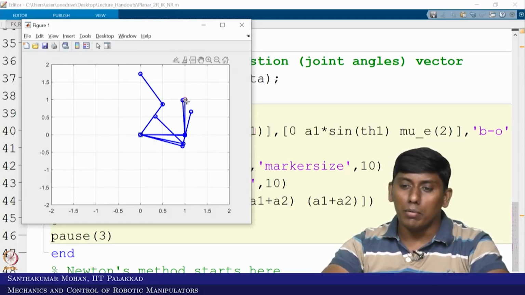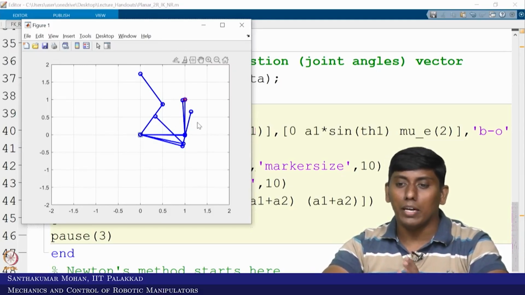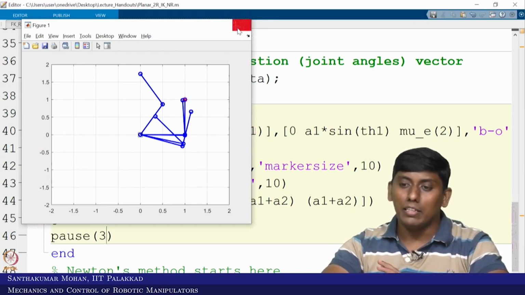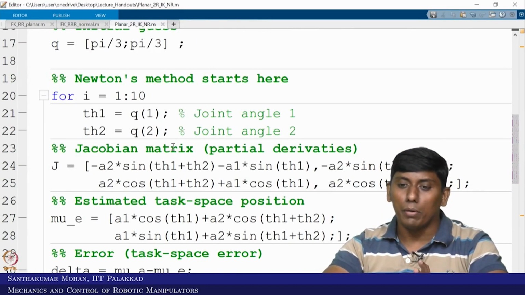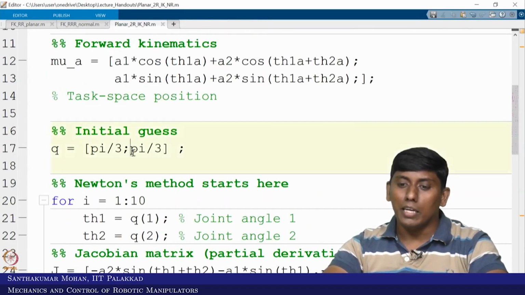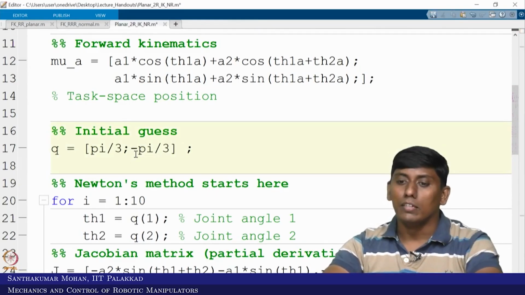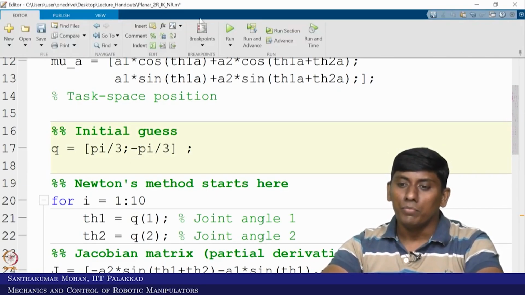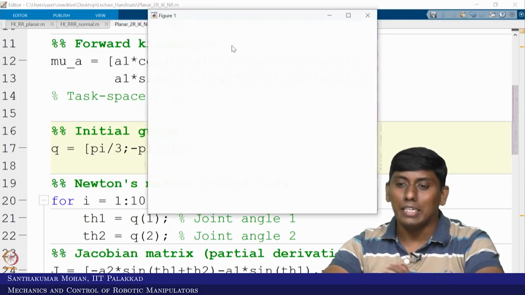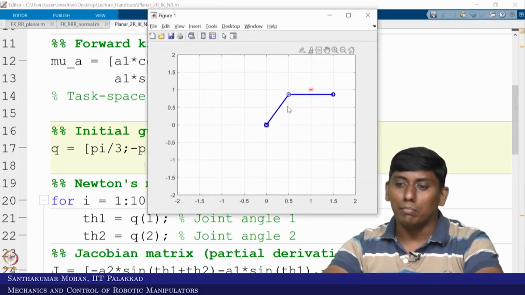So now this is 1 comma 1 and you have actually made it, right. Now if I take, for example, a different initial guess, I am taking pi by 3, minus pi by 3. So we expect the final solution to converge, but which solution we don't know. You can see it started with minus pi by 3 in the second joint, this is the second iteration, and by the third iteration itself it has converged, right.